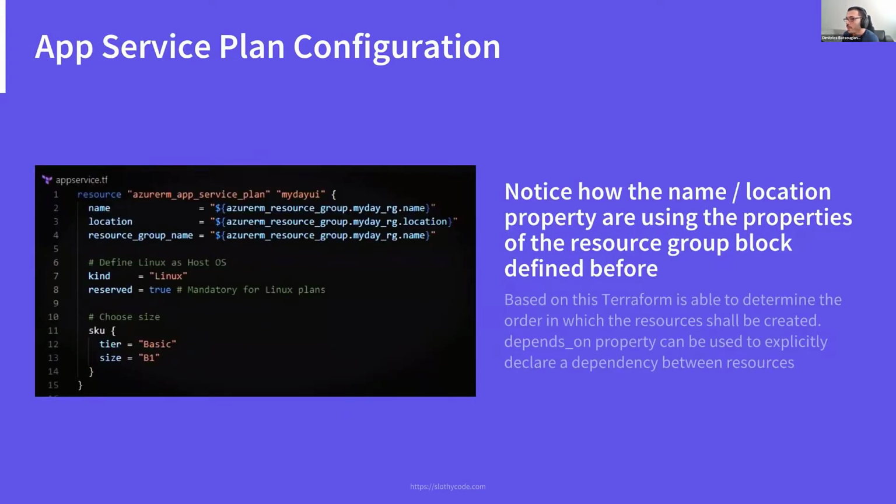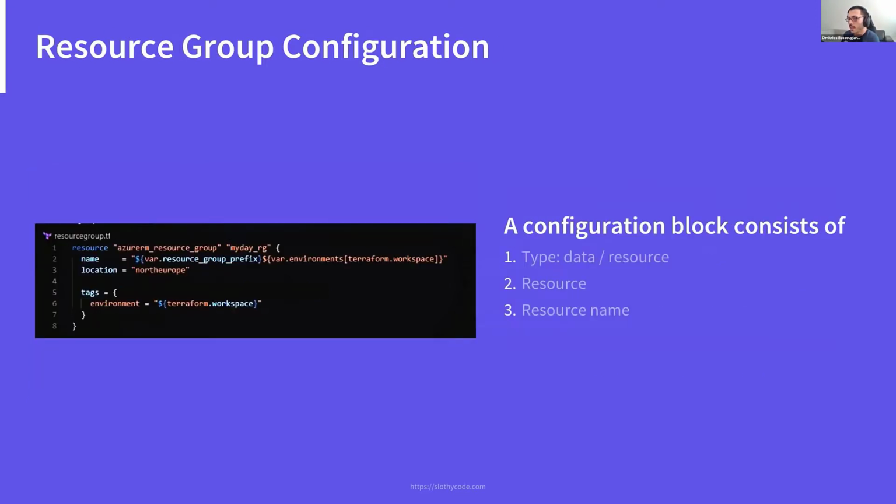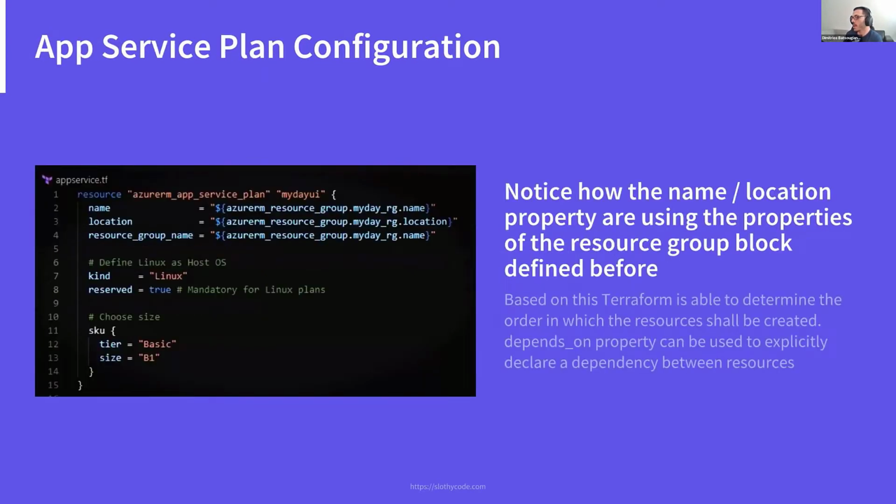This is the block for the app service plan. Now, it's similar to what we had before, but the second part of the declaration consists of the resource type. Before it was an azurerm_resource_group. Now I'm using the azurerm_app_service_plan. And next to it is the name. This is the name that we use to reference this block inside our Terraform configuration.